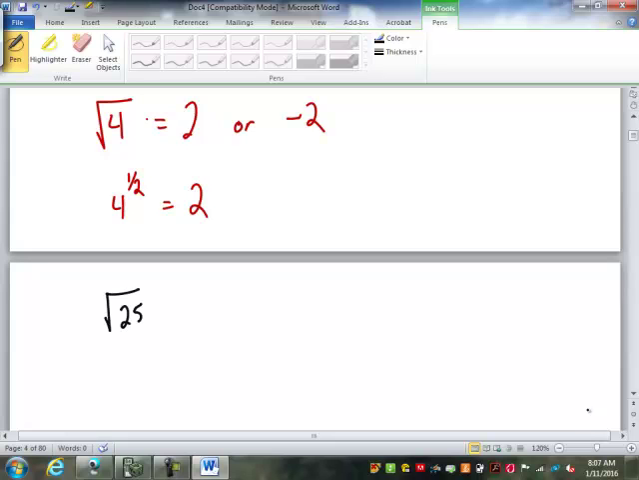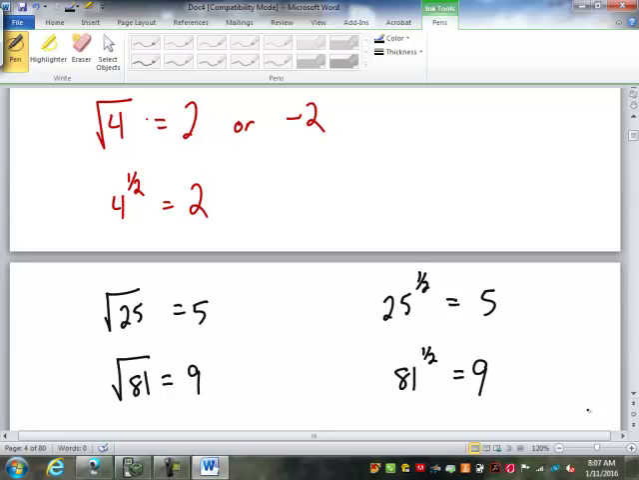How about the square root of 25? 5. We're just going to stick with the positive. We know there's a -5 there, but we don't really care at this point. What's 25 to the power of 1/2? Try it on your calculator. What's the square root of 81? 9. What's 81 to the power of 1/2? Do you see a pattern developing here? That's square root. You do the half. Yeah, the 1/2 power is the square root.